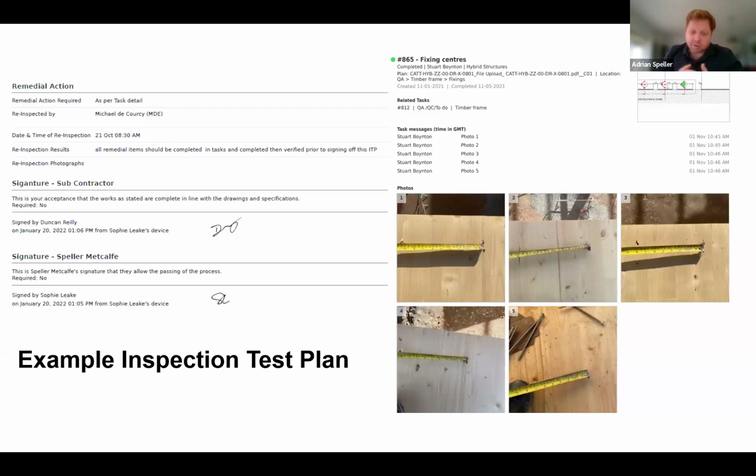So within the project quality plan, there's thousands of photographs of installation and a digital record. So I think a really good precursor for digital golden thread and Building Safety Act and responsibilities there.